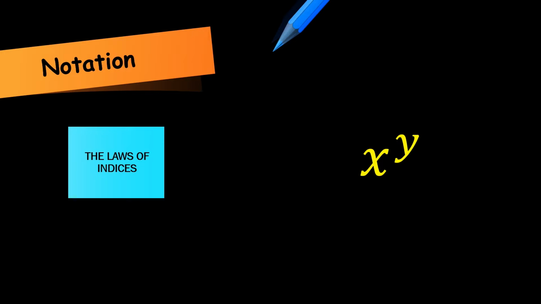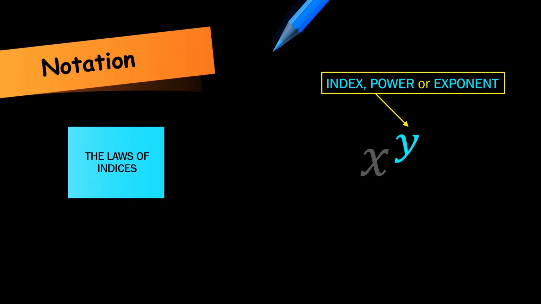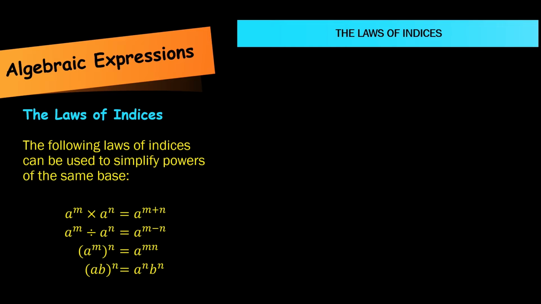We begin with some notation. Here's x raised to the power y. In this example, x is called the base, and y is known as the index, power, or exponent. Laws of indices can be used to simplify powers of the same base. So a to the m times a to the n is equal to a to the power m plus n, and similarly for the other three laws.